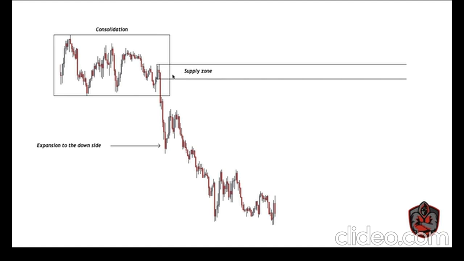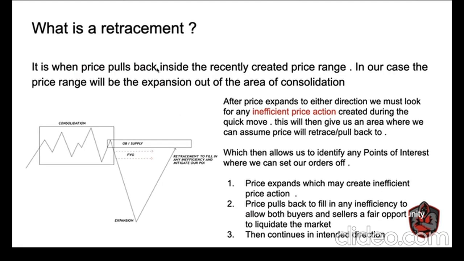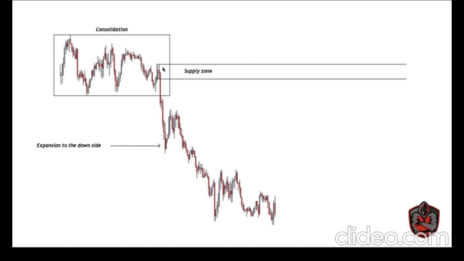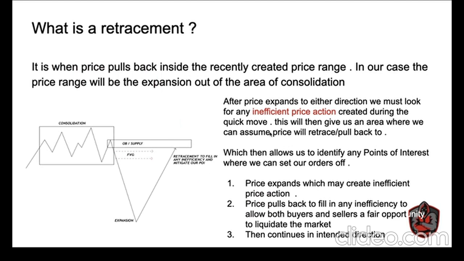Now I'm going to go over retracement. What is a retracement? It is when price pulls back inside the recently created price range. So this is the price range, right? And retracement pulls back within this price range. This is the swing high and this is the swing low. So when price retraces, it retraces within this range. Now, after price expands in either direction, we must look for any inefficient price action created during the quick move. This will then give us an area where we can assume price will retrace or pull back to.